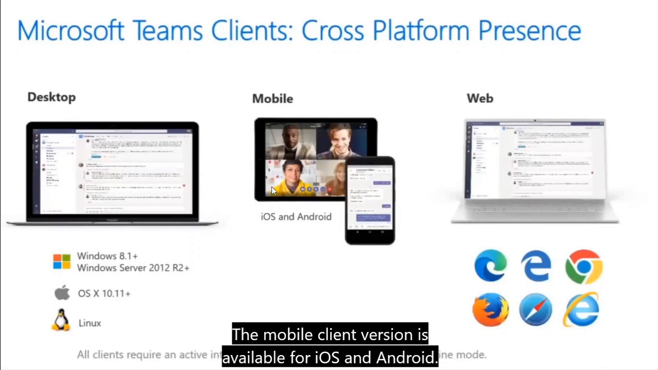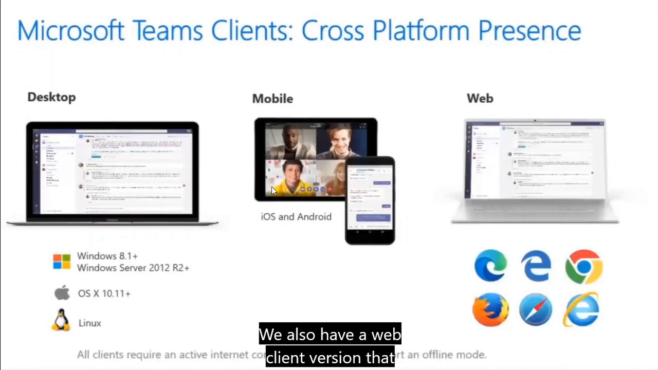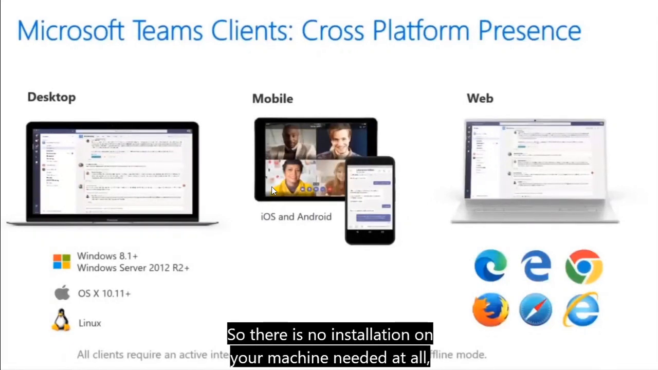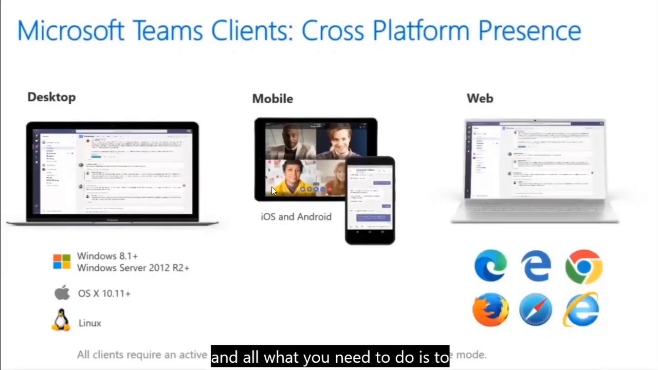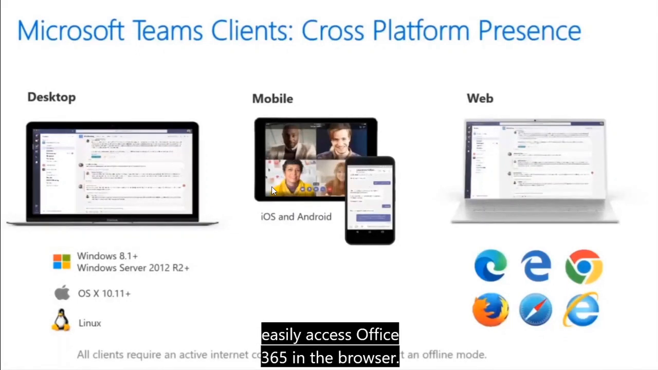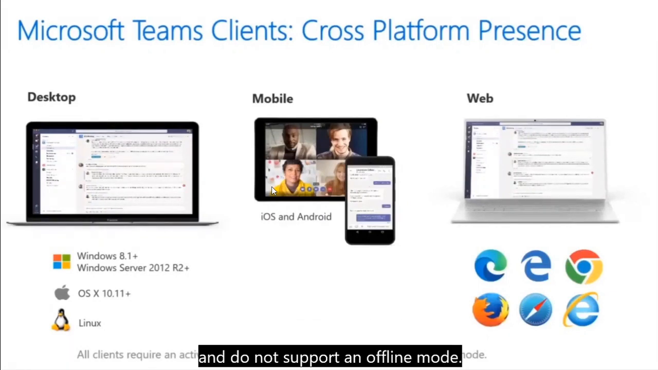The mobile client version is available for iOS and Android. We also have a web client version that can be accessed by multiple browser types. So there is no installation on your machine needed at all. All you need to do is easily access Office 365 in the browser. All clients require an active internet connection and do not support an offline mode.